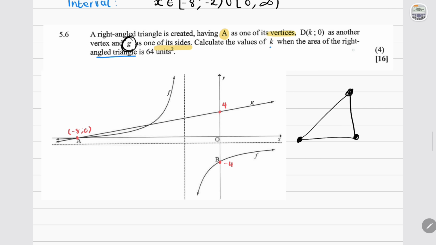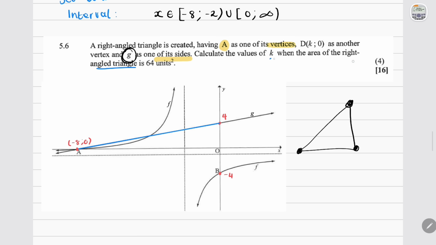With this, we have to now draw this triangle. We know that it has one point at A, then it uses this line G, and then it has a point D, which is (K, 0). That actually helps a lot. So (K, 0), do you see that the y value is 0?